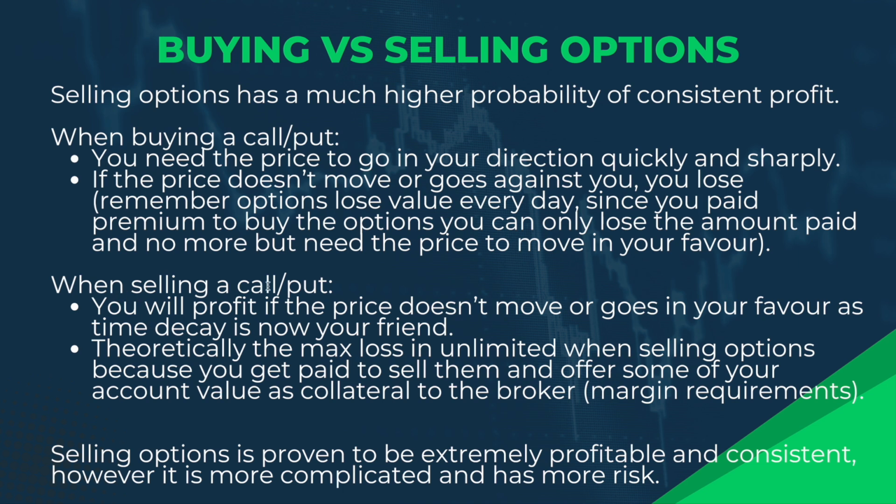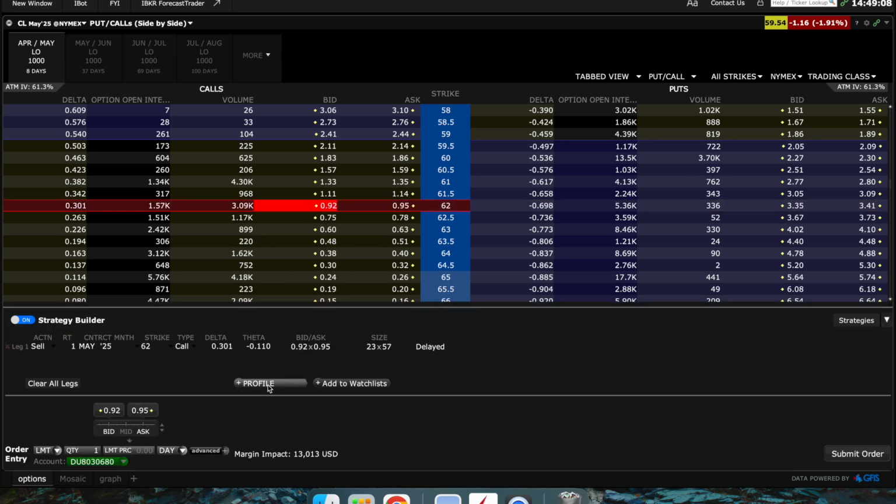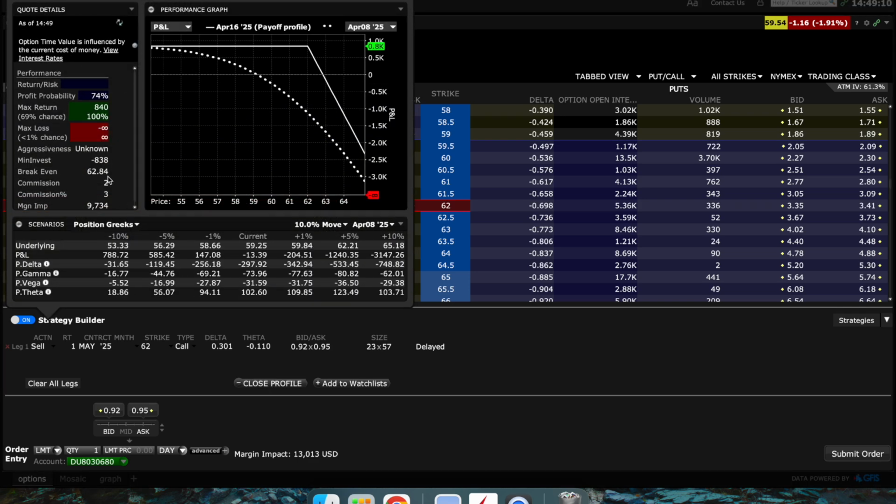So let's do the same thing. Let's sell the call that we just tried to buy, and let's see what it looks like on the graph. So let's go to call strike at 62. I'm going to sell this call option. So right now, if I sell it, we are going to get paid $840, and this will be our break even currently. So it's 62.84.